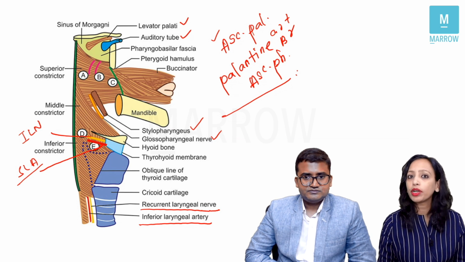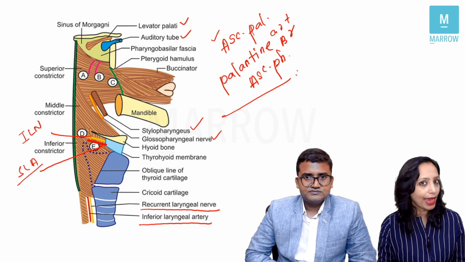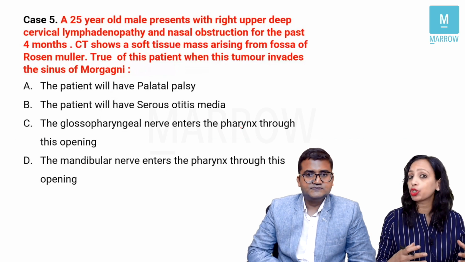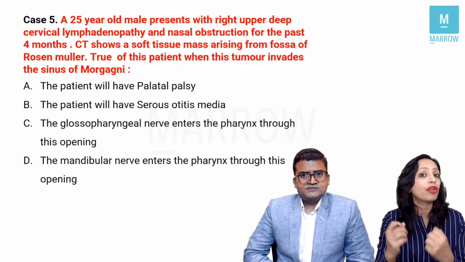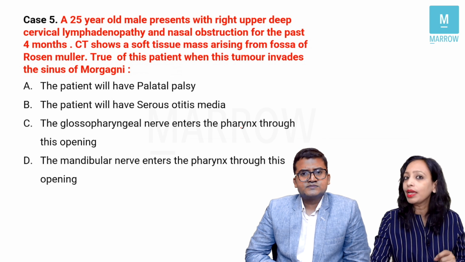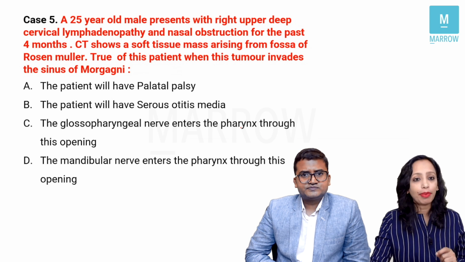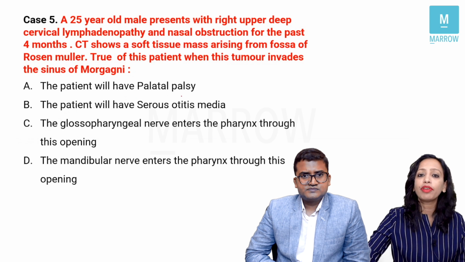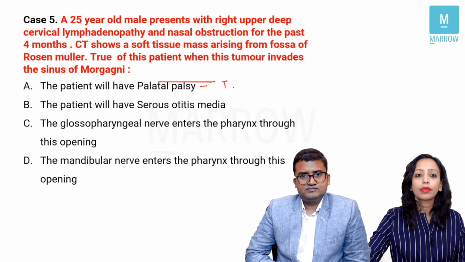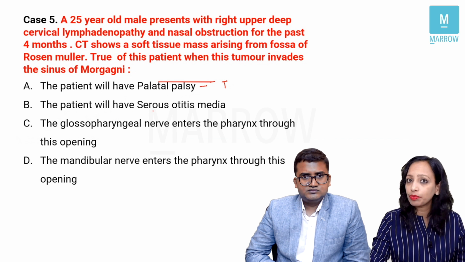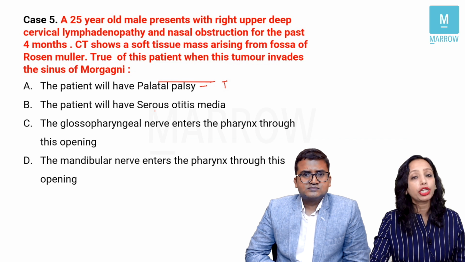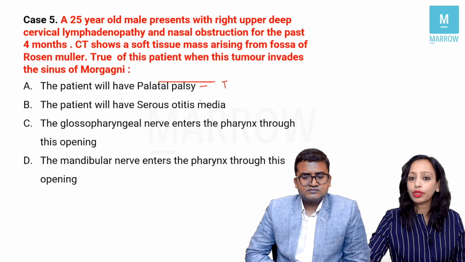Now that Sir has told us what structures pass through the sinus of Morgagni, we know what the symptoms will be when the tumor, nasopharyngeal carcinoma, has gone to the base of skull in the sinus of Morgagni. Because of involvement of the tensor palati and levator palati, there will be palatal palsy. So the first choice, the patient will have palatal palsy, is true. The patient will have otitis media. We have the eustachian tube passing through that, so because of compression of the eustachian tube, there will be otitis media. That is also true.